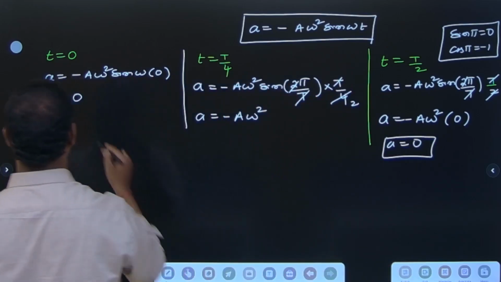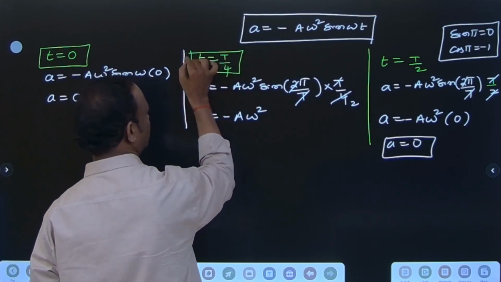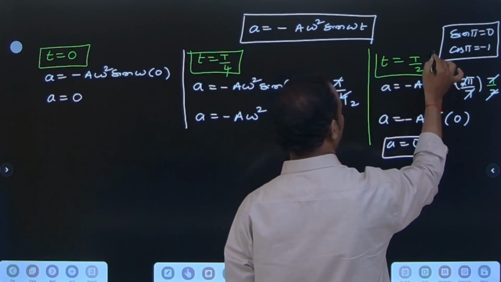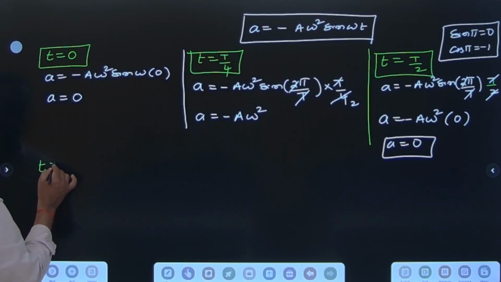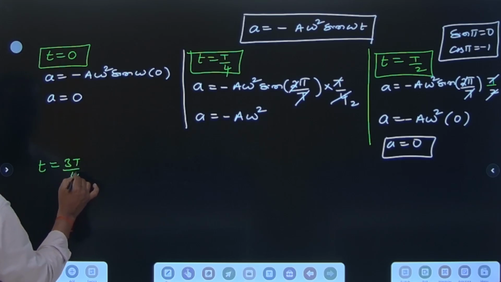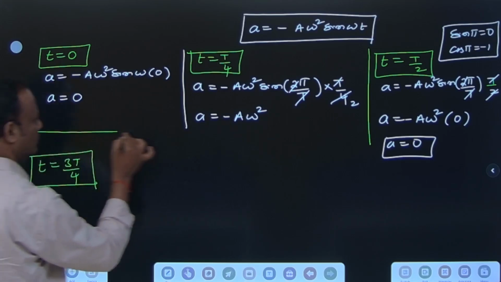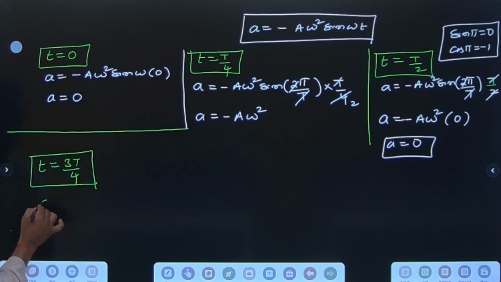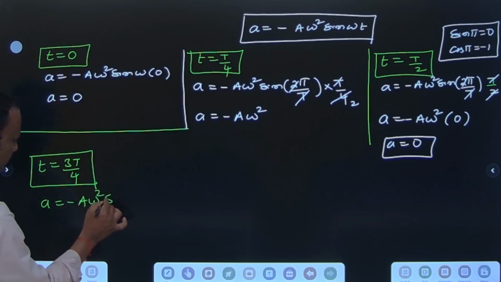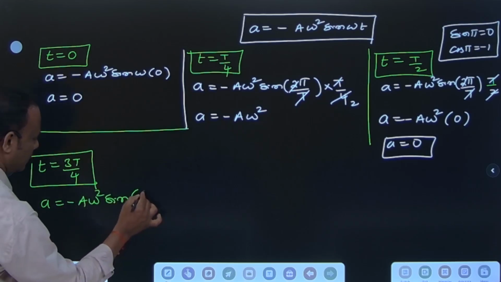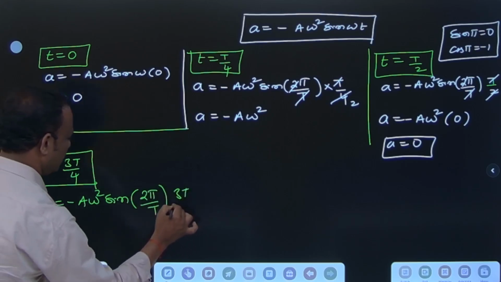So we have completed the first one for t equal to 0, next t equal to T by 4, next t equal to T by 2. Let us check the next one, t equal to 3T by 4. Now try it. For this, a is equal to minus A omega square sine omega t, which is 2 pi by T into 3T by 4.